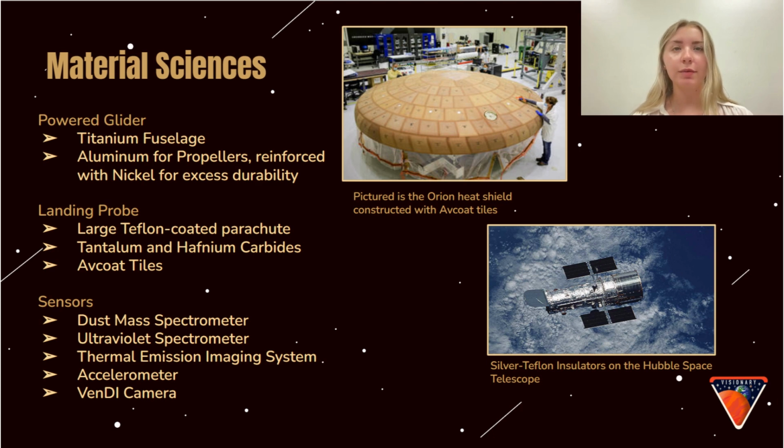Shortly after ejecting from the dropship, the probe will deploy a large Teflon-coated parachute. Teflon will ensure that the parachute is protected against the sulfuric acid layer and Venus's hostile composition.